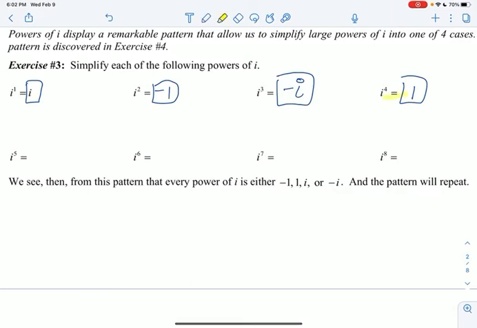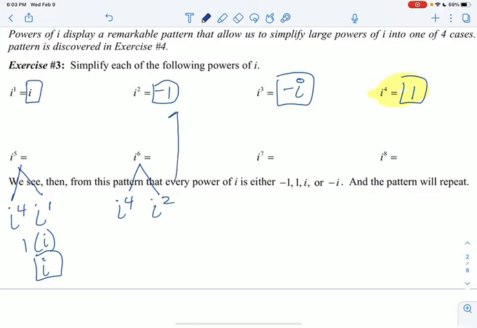The key is that i to the fourth equals 1. All right, so i to the fifth, I'm going to simplify it right here. I'm going to make it i to the fourth and i to the first. Now the reason I do that is because i to the fourth equals 1, and then this is just 1 times i, which is i. i to the sixth, I'm going to break it down to i to the fourth, because I know that equals 1, and i squared. Well, i to the fourth, really just ignore that, and I'm evaluating i squared, which I already did up here, and that equals negative 1.